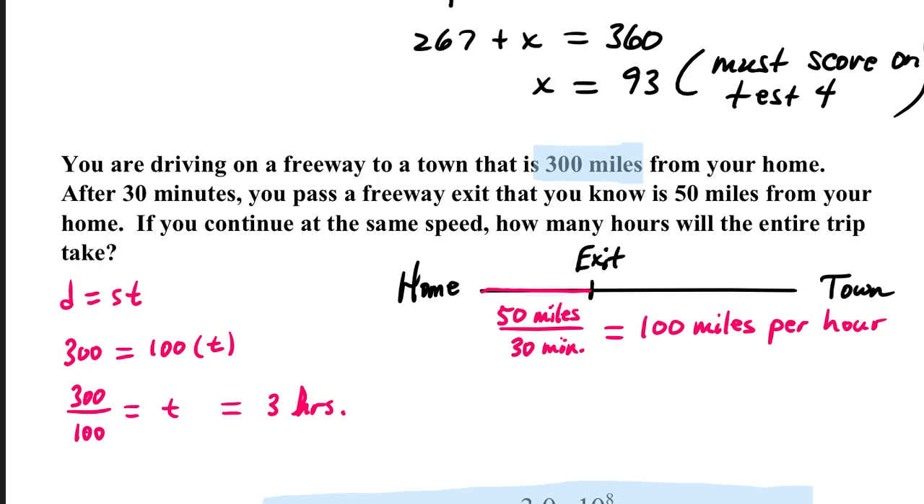Okay, so we're going from home to some other town. After 50 miles, we see an exit sign that we know is 50 miles from our home, and it only took us 30 minutes to get there. So if you travel 50 miles in 30 minutes, you're averaging 100 miles per hour. I don't know how legal that is, but for this description, that's fast. Remember that distance is equal to speed times time. Since we have to travel 300 miles and we know we're going 100 miles per hour, when you divide those two, you get t equals 3 hours.